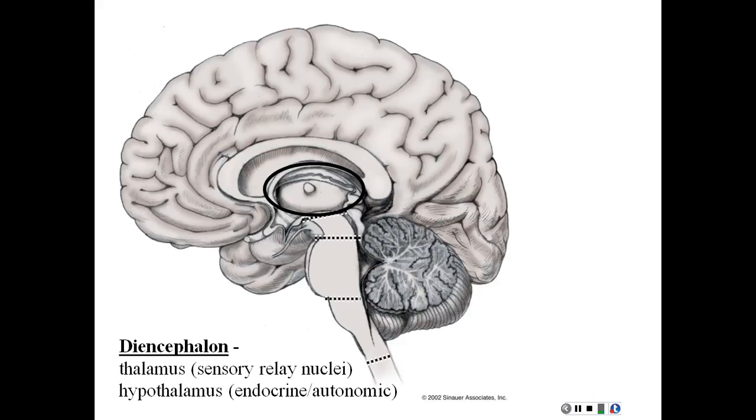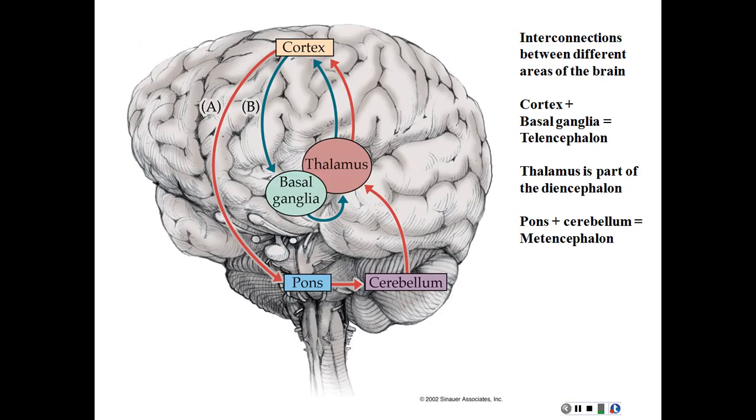Now, the two major pathways we've done so far, right? Posterior columns, medial lemniscus, and anterolateral. What were they doing? They were relaying sensory information from the body to the cortex. And that's, in fact, what the thalamus does. So the hypothalamus, as it says there, is endocrine and autonomic, for another time.